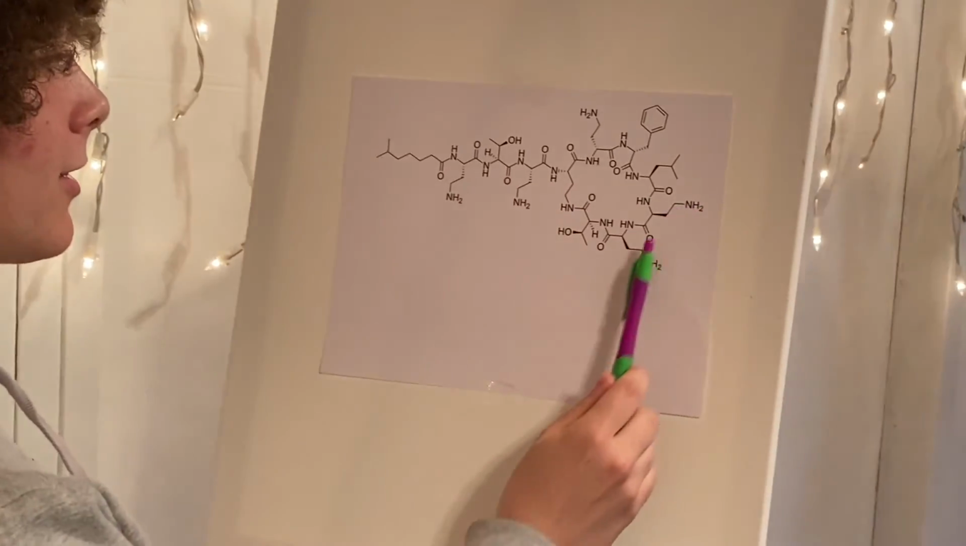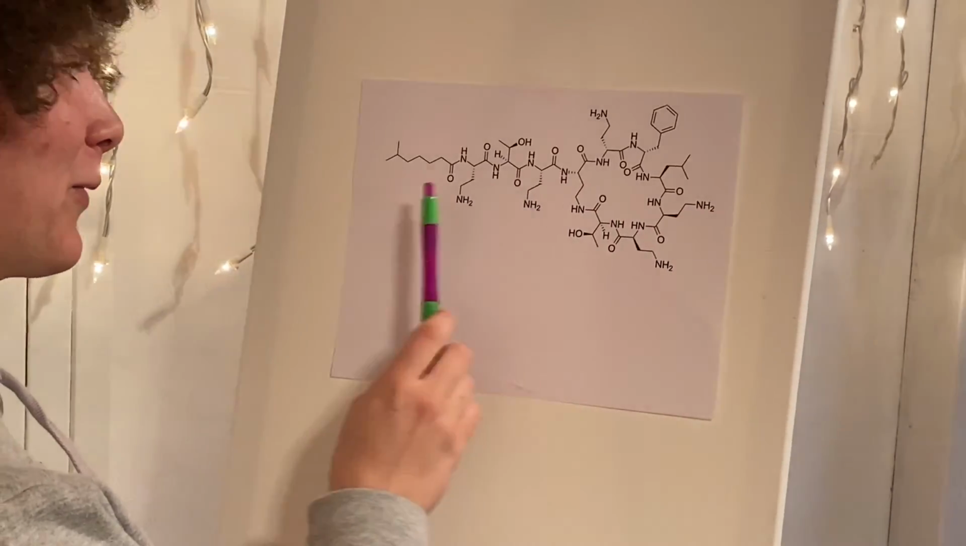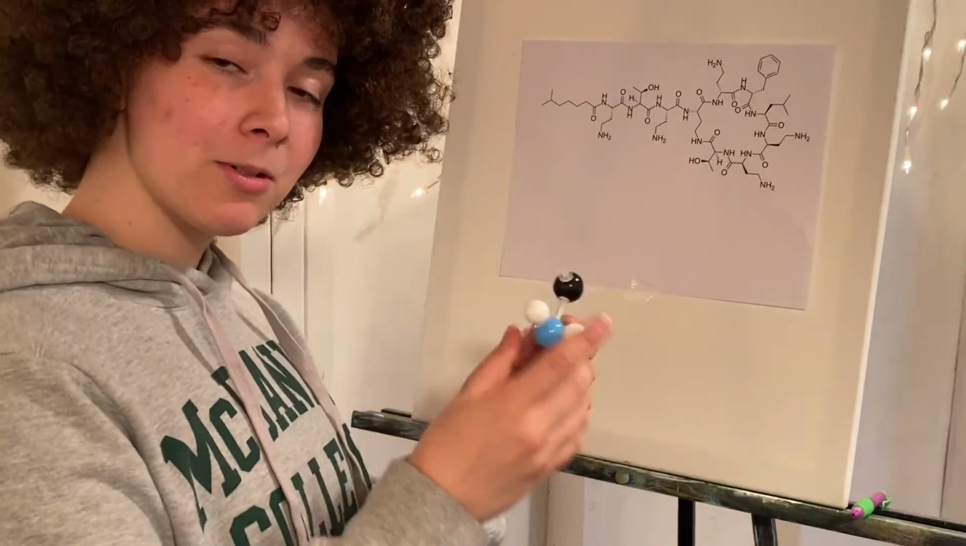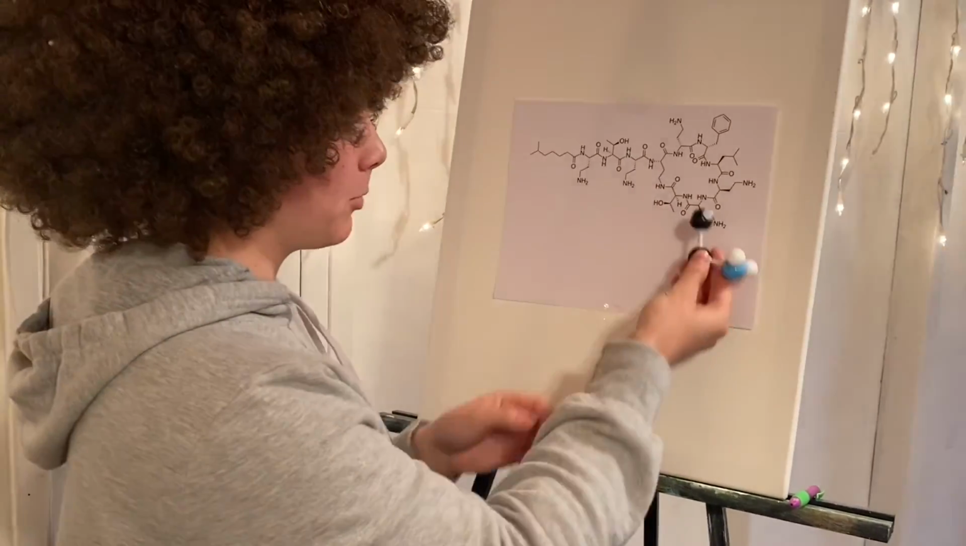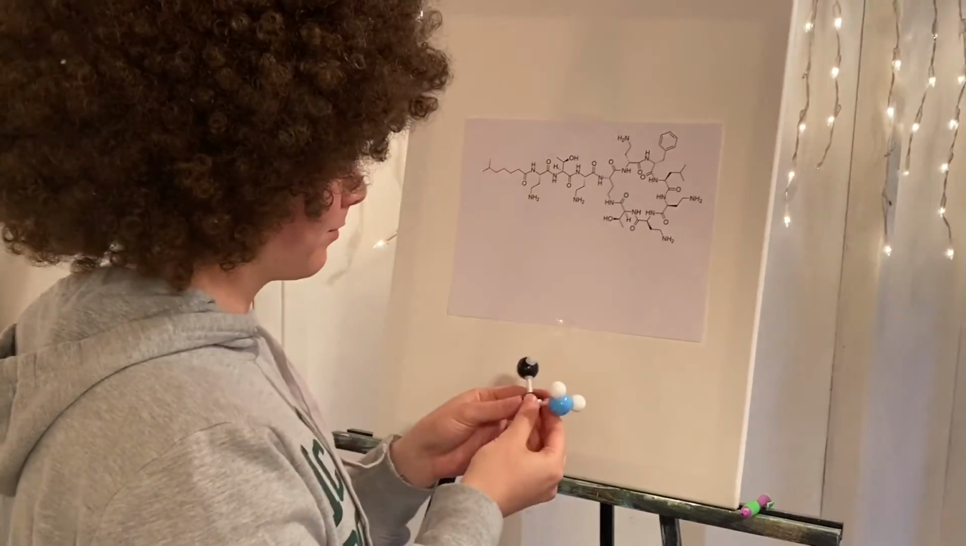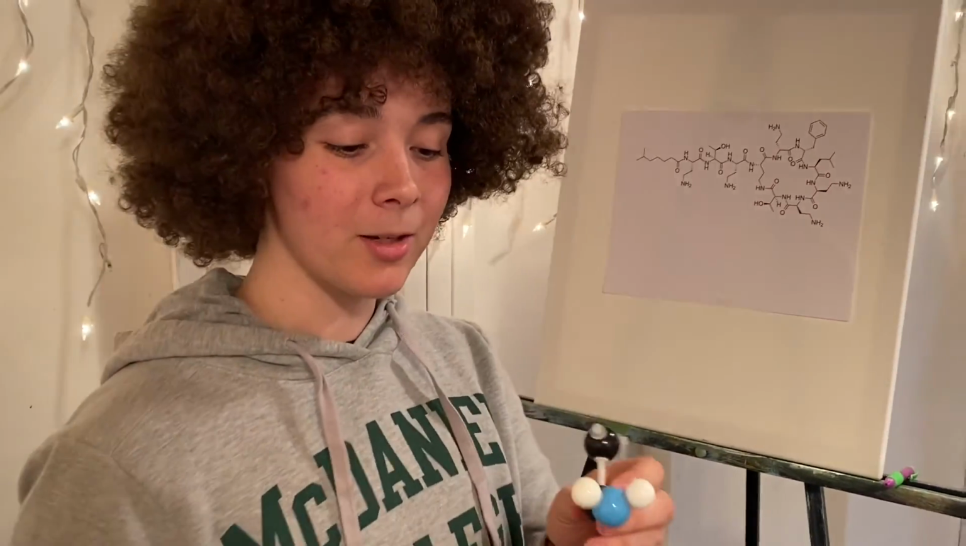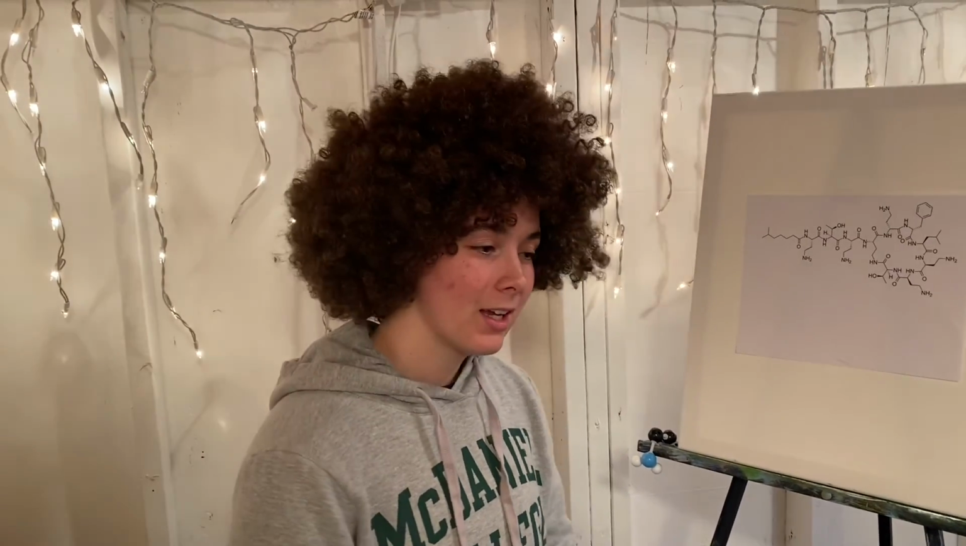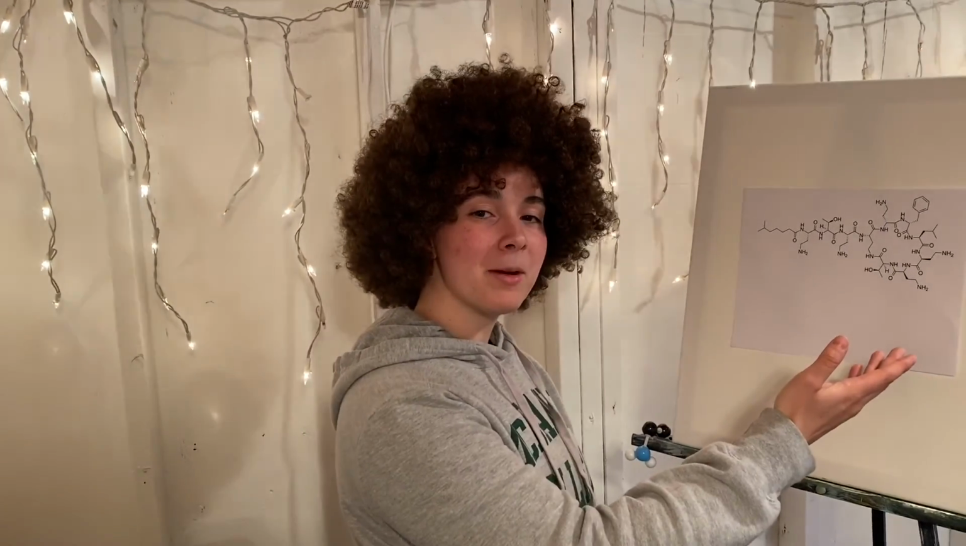Here, here, here, here, and here. I have one actually structured right now. It would be like this. You can tell that it's a primary amine because it's attached to only 1 carbon and then it has 2 hydrogens bonded to it.